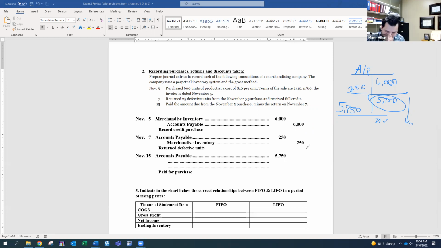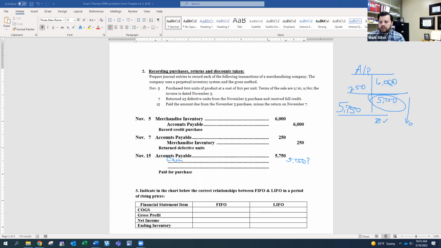Be careful. Now, the next thing we've got to think about is we're paying for this. If we're paying for this, then how do we pay for stuff typically? With cash. Okay, so I got it. I'm going to credit cash for $57.50. Is that right? I want you to think about it for a second. Is that right?